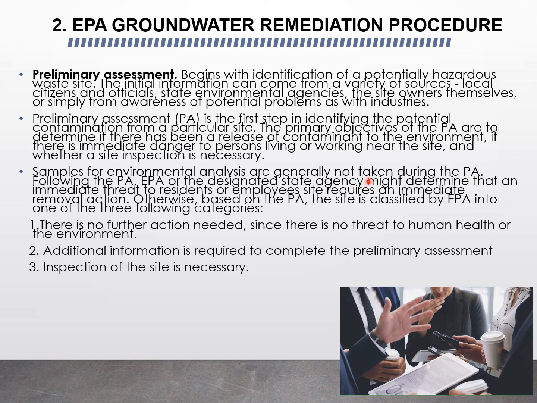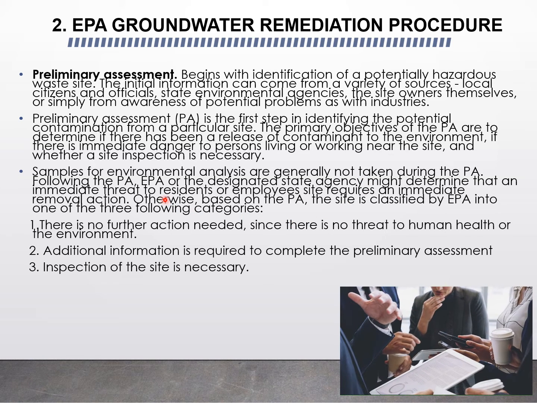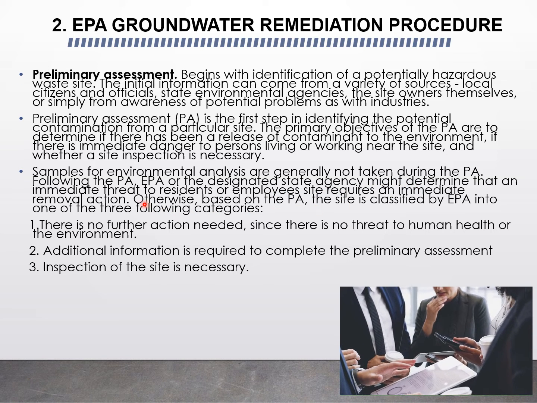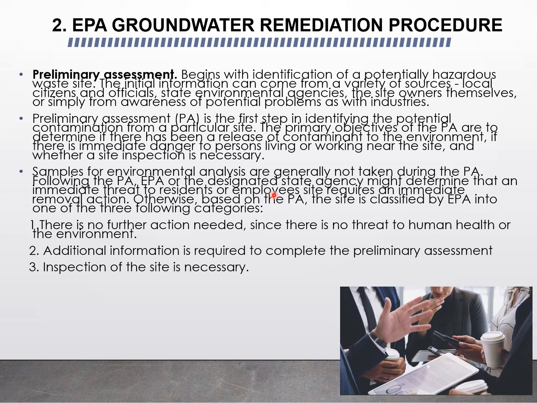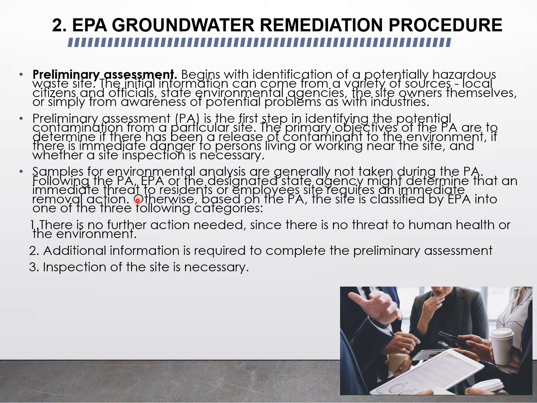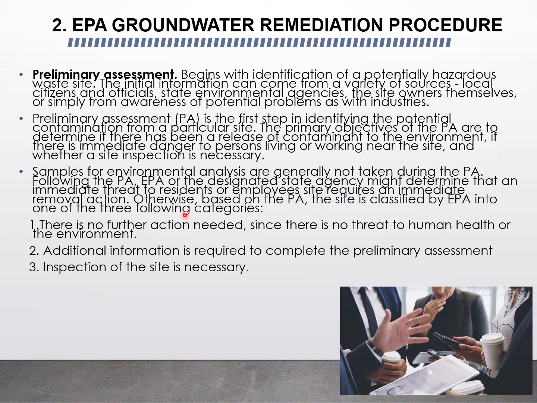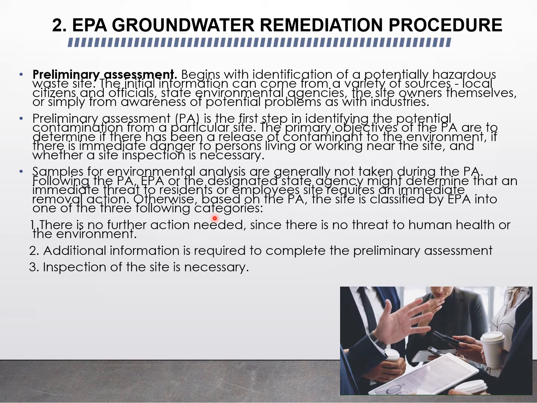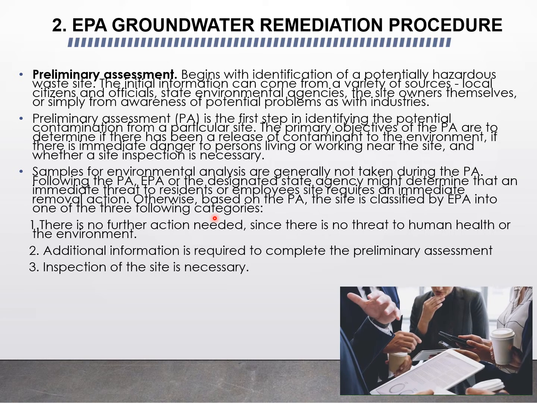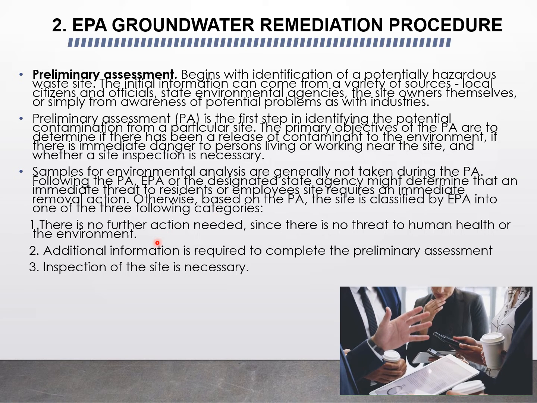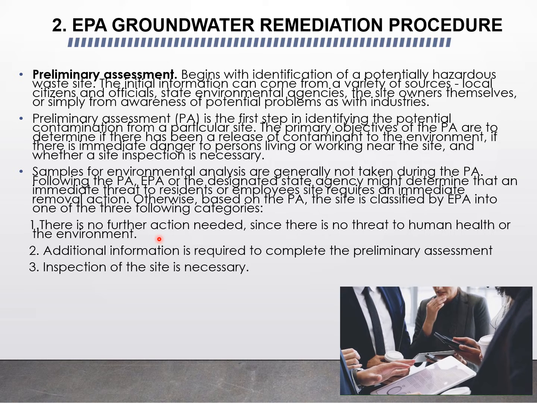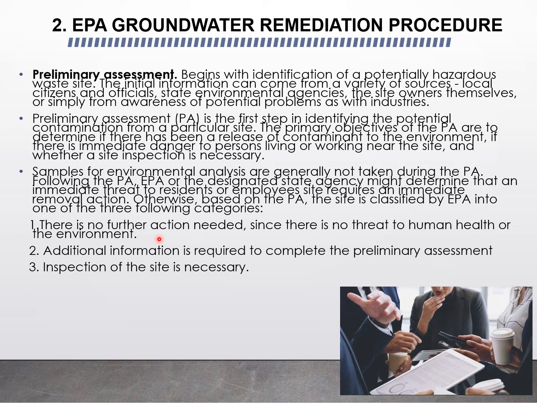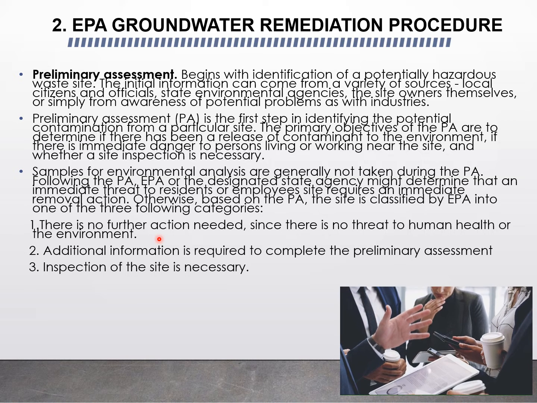Following the PA, the designated state agency might determine that residents or employees near the site require immediate removal actions. Otherwise, based on the PA, the site is classified by EPA into one of three categories. The first is that no further action is needed. It means that contamination occurred but it is not very hazardous to the environment, so there is no action needed.